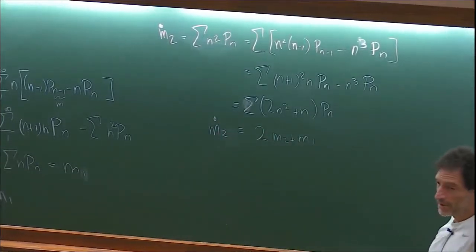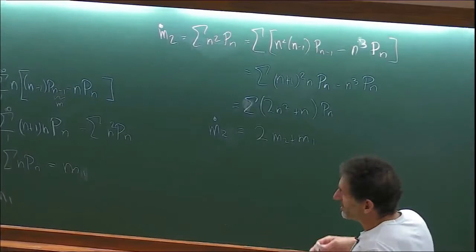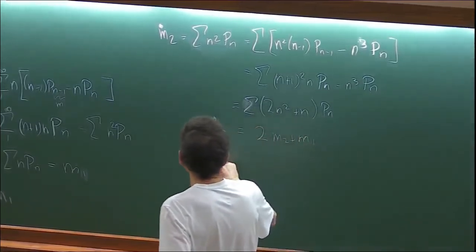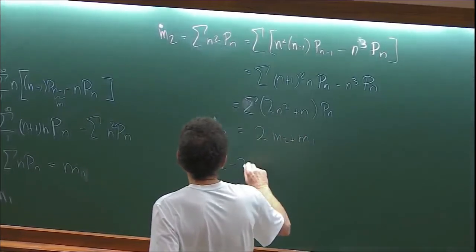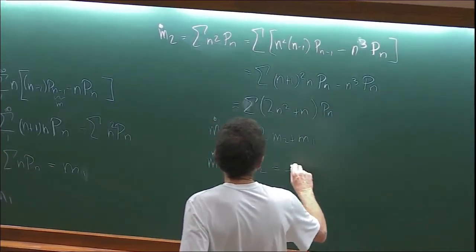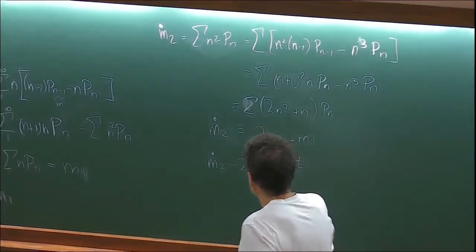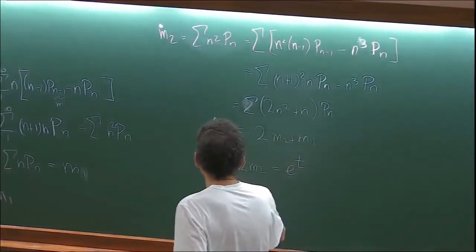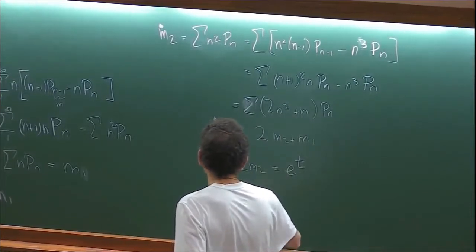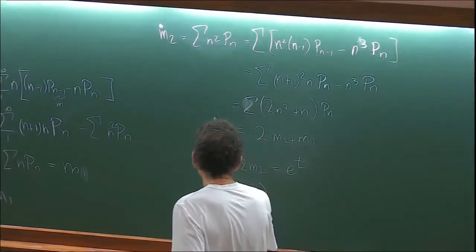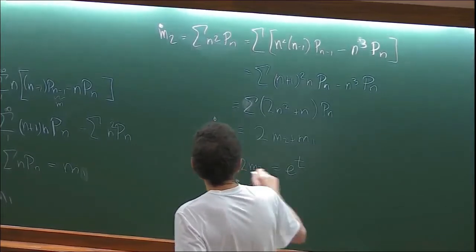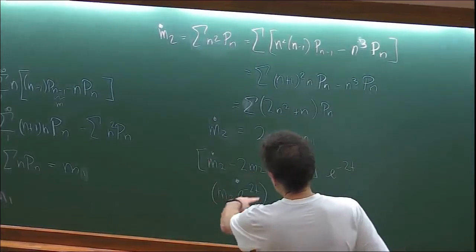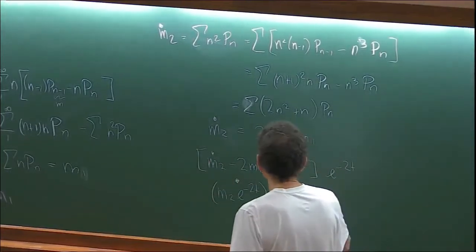We know what m1 is. It's just e to the t. And now we just solve this by, like, sophomore differential equations. So I can write this as m2 dot minus 2m2 is equal to e to the t. And then I put this in a form to use an integrating factor. The left-hand side is nothing more than (m2 e to the minus 2t) dot. So I multiply this equation through by e to the minus 2t. And then this is nothing more than just this. And here I have equals e to the minus t.